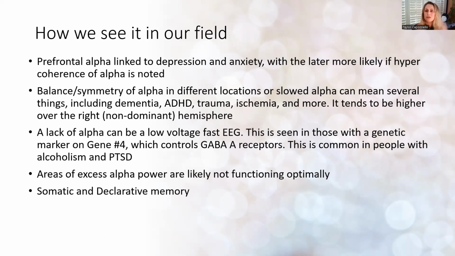Once again, we always want that Goldilocks, a nice balance. We do want some alpha. We want it to be able to turn on and off. Whatever area we see excess alpha power over the brain, we can guess that they're going to be struggling in the areas of the brain that it's over. And it's also involved in somatic and declarative memory.